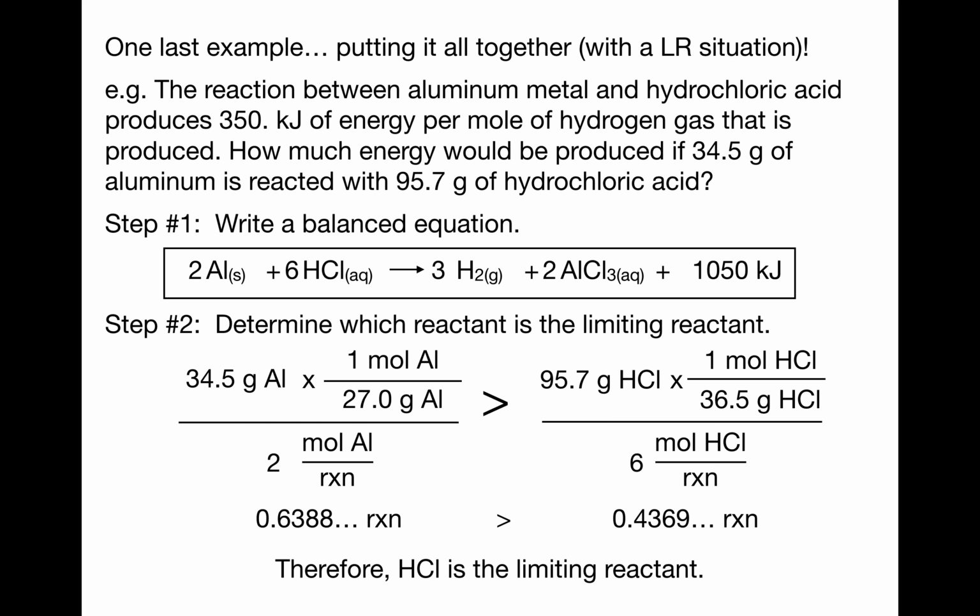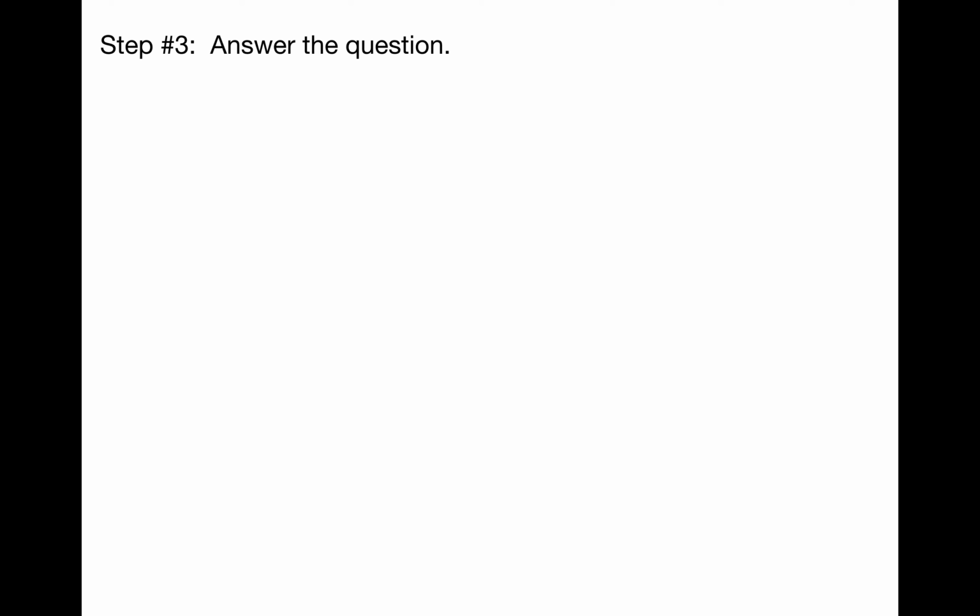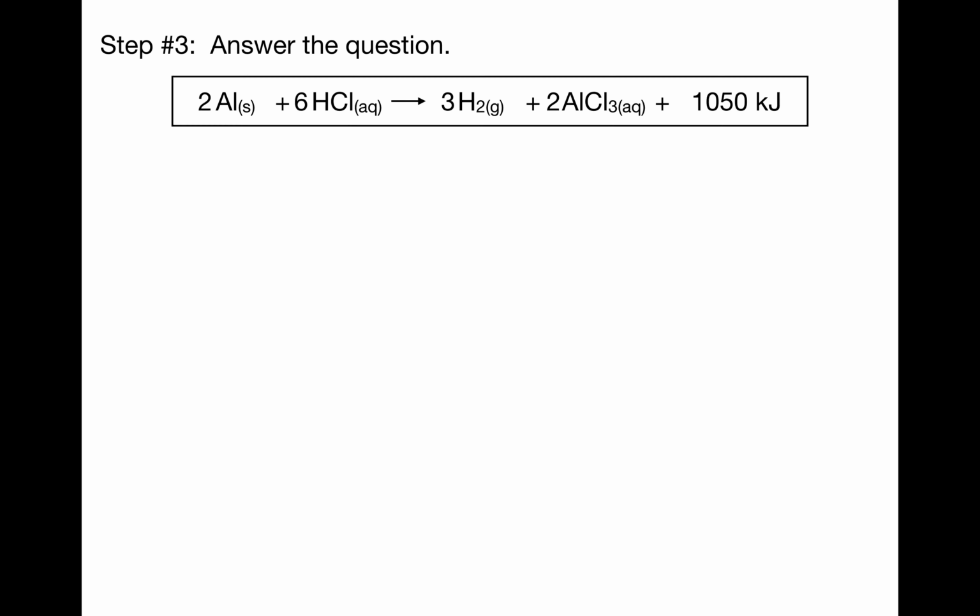Step 3. Now that we've figured out which one is the limiting reactant, we can actually answer the question. That's going to need us to take the reaction that we figured out, the amount of the limiting reactant that we've been given in the question, and what we're looking for is how many kilojoules of energy will be produced. In order to do that calculation, we're going to have to use the fact that 6 moles of hydrochloric acid need to react in order to produce 1050 kilojoules of energy.